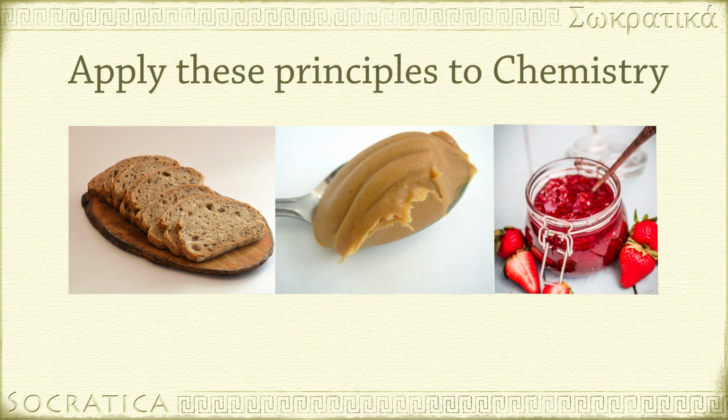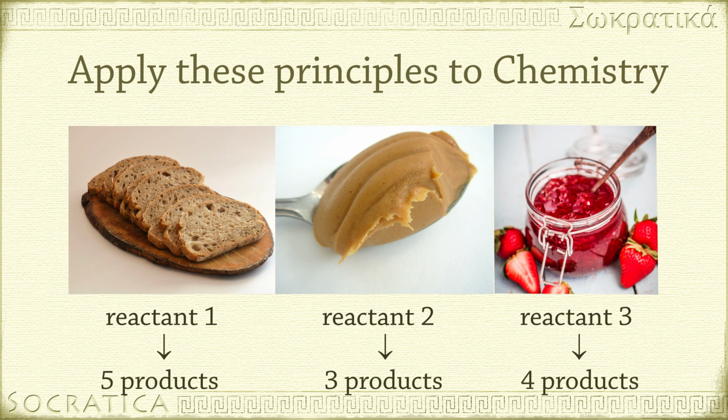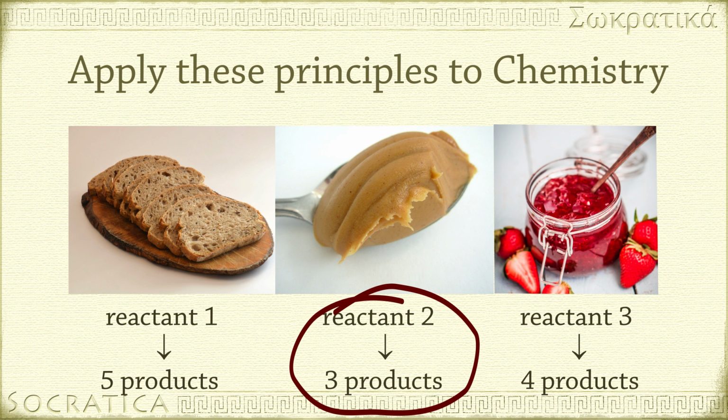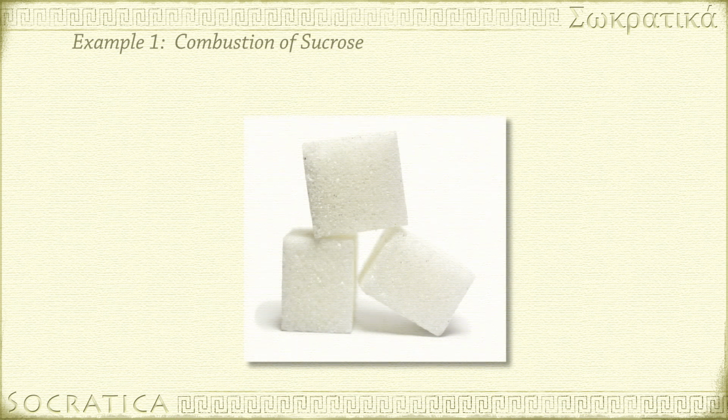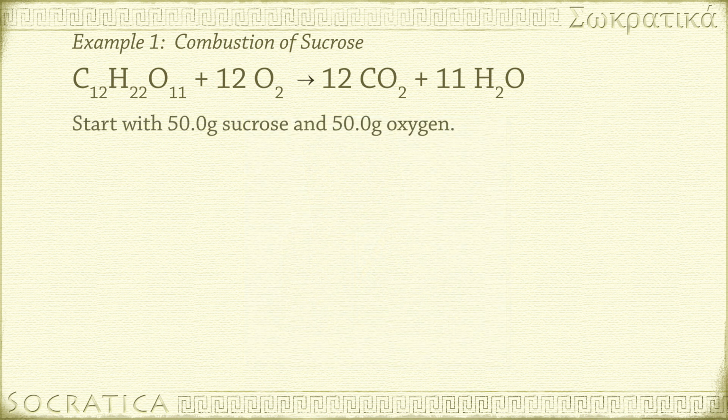Now let's do an example chemistry problem using the same principles. We'll look at each reactant, assume that it's used up completely, and calculate the amount of one of the products. Whichever reactant gives you the smallest amount of product is the limiting reactant. Here's the combustion reaction of sucrose. C12H22O11 plus 12O2 yields 12CO2 plus 11H2O. Start with 50.0 grams of sucrose and 50.0 grams of oxygen. Which is the limiting reagent?